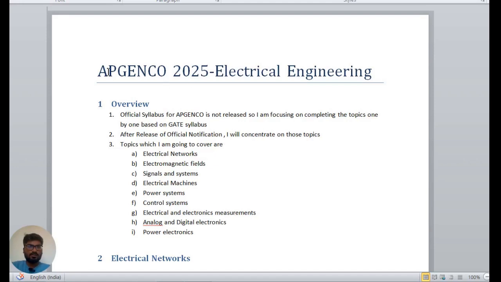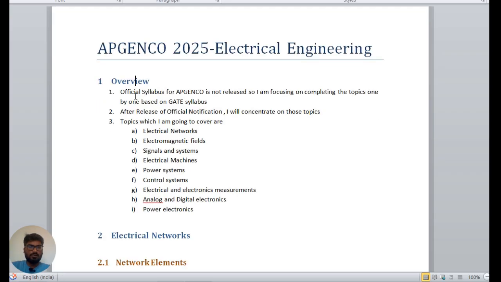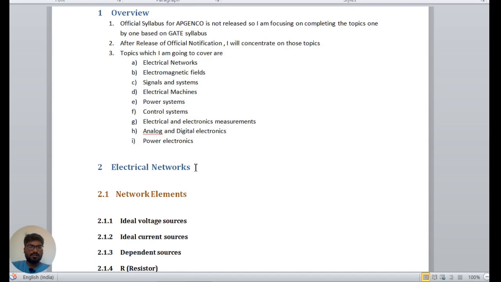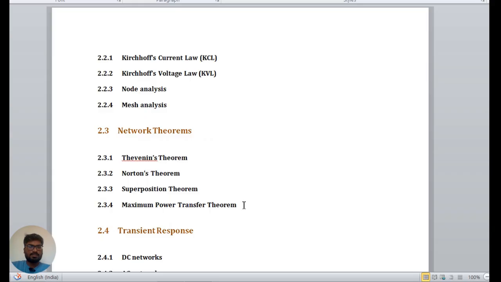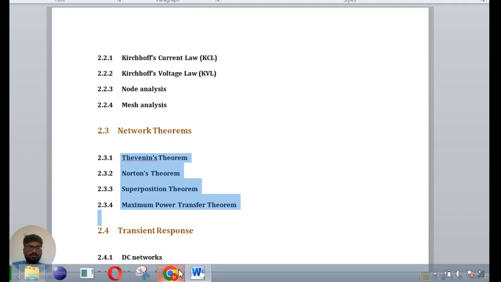Good evening all. As part of APGENCO 2025 electrical engineering paper, we are discussing the electrical networks topic. In that, our discussion today is on network theorems. These four theorems are covered in this session.